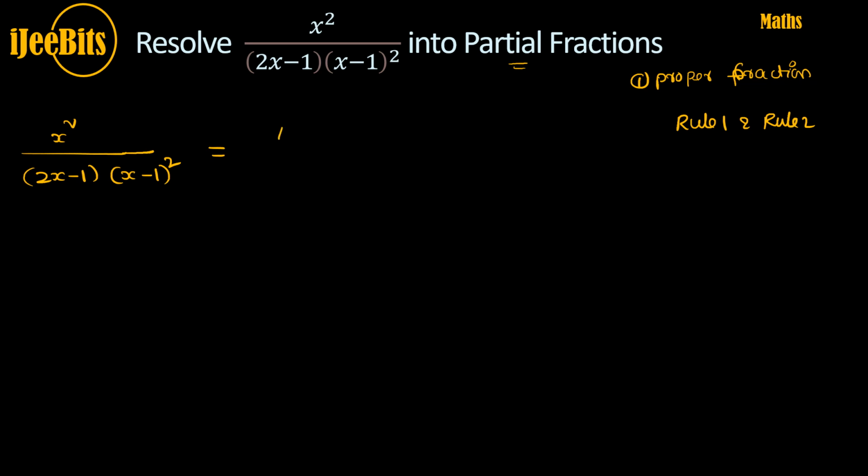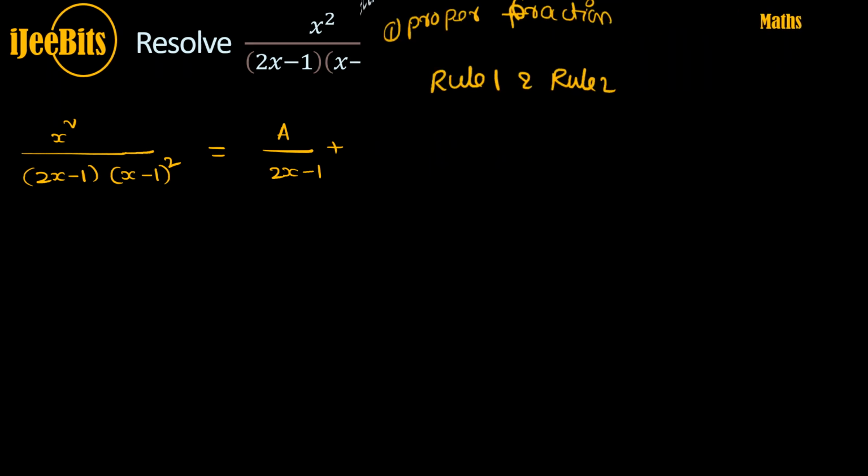So the first, rule number 1, a by 2x minus 1, agree? Plus, then you have to see x minus 1 square, it's repeated, right? So we need to get 2 partial fractions for this one. So you can apply one constant b by x minus 1 plus c by x minus 1 whole square. Clear? So then you have to use your own method to find out a, b, c and plug back in to get the partial fraction for the given proper fraction. Any doubt? Good.